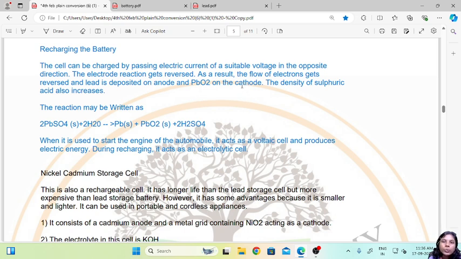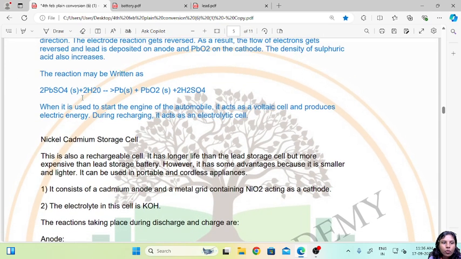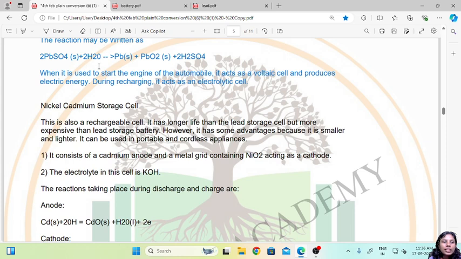Initially, PbO2 was being deposited on the anode and lead was being deposited on the cathode. Now the whole reaction reverses. So the density of sulfuric acid also increases. The reaction may be written as PbSO4 plus H2O giving lead plus lead oxide plus H2SO4. When it is used to start the engine of an automobile, it acts as a voltaic cell and it produces electrical energy. During recharge, it acts as an electrolytic cell.